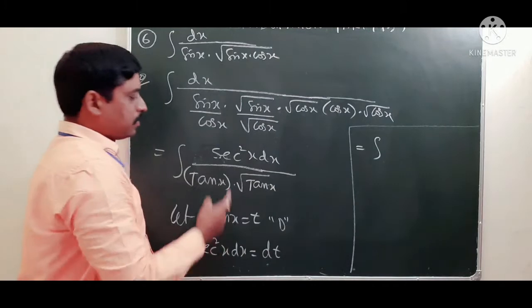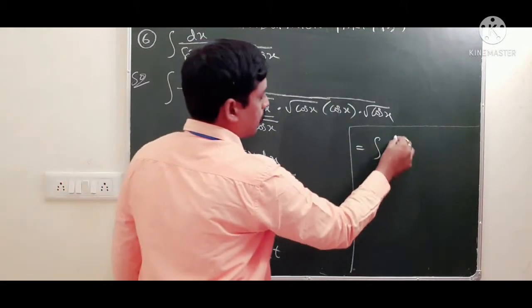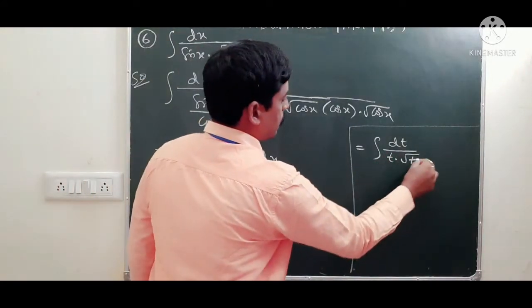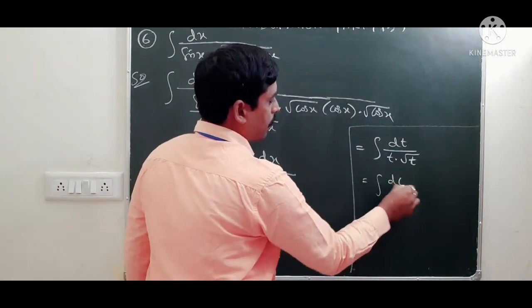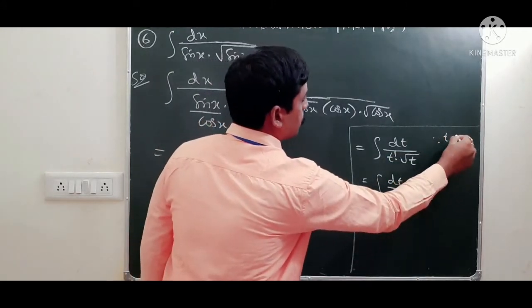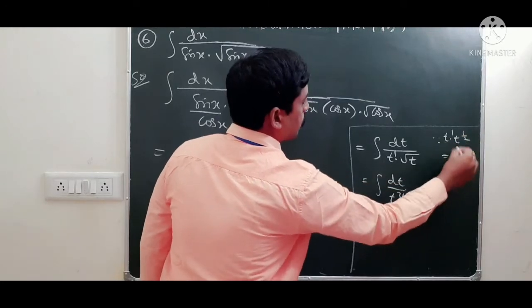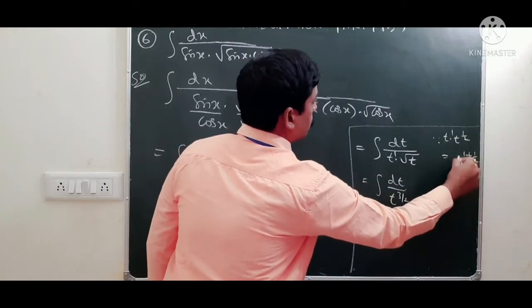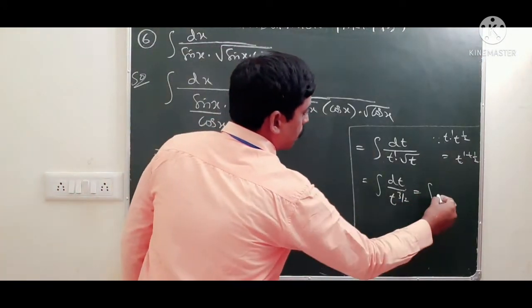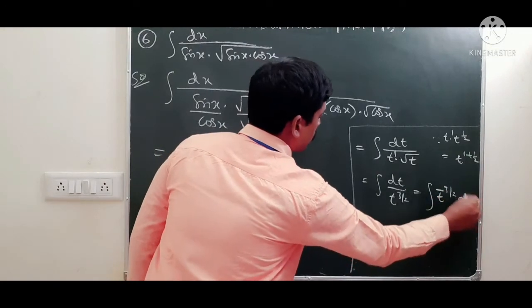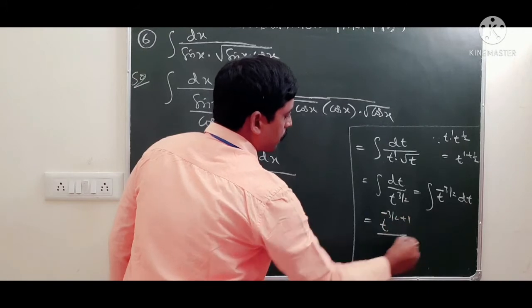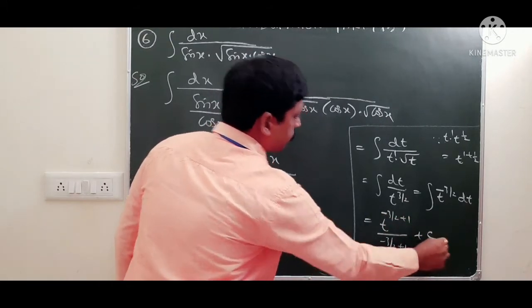Integral. So in place of secant square x dx, we should write dt, t into root t. So the integral dt by t into root t, t to the power 3 by 2. T into root t, t power 1 by 2. If bases are equal, powers are added. So t power 3 by 2, 1 by t power 3 by 2 is nothing but t power minus 3 by 2 dt. So integrating t to the power minus 3 by 2, we get t power minus 3 by 2 plus 1 by minus 3 by 2 plus 1, plus c.